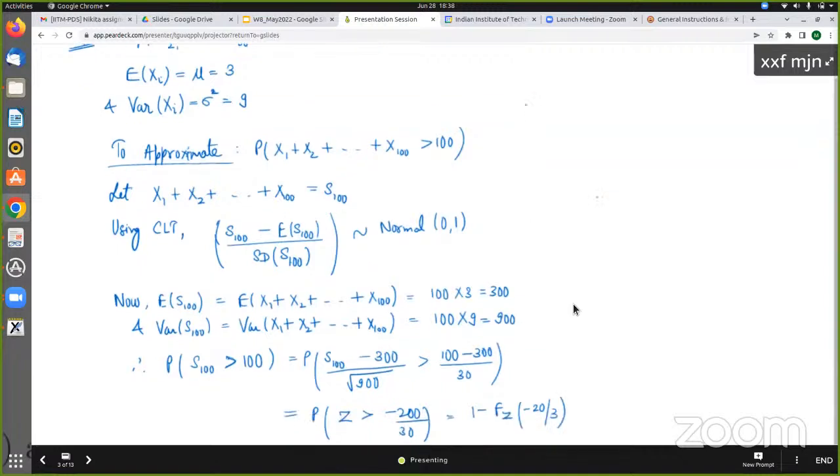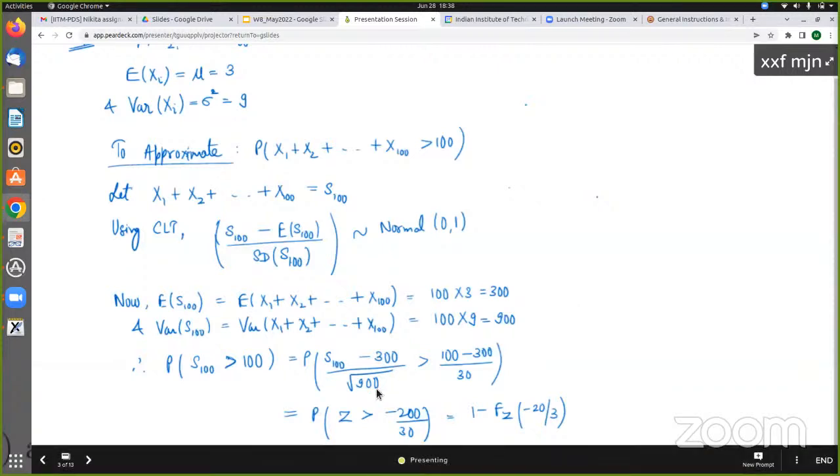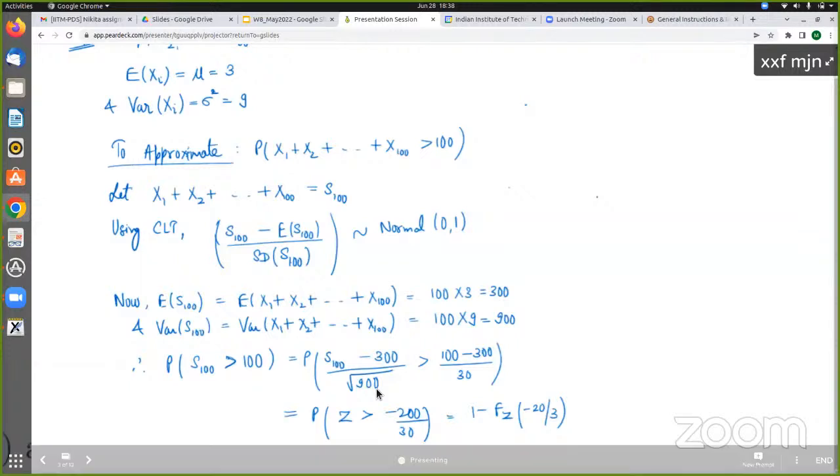Can you come to the question, sir? I have a doubt in the second last line. Yes, this one: 100 minus 300 divided by square root 900 is greater than 100 minus 300. So from where is this coming, sir?